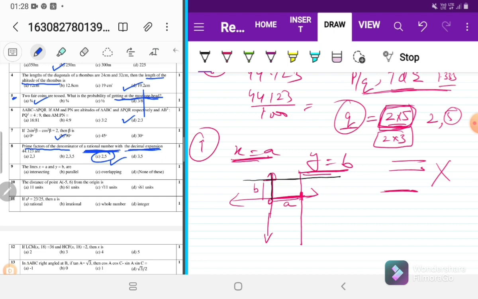So these lines, this is your point of intersection. So these are intersecting lines, and the angle between these two lines will be 90 degrees. So what do you have to find? We have to find what type of lines these are. So these are intersecting lines.